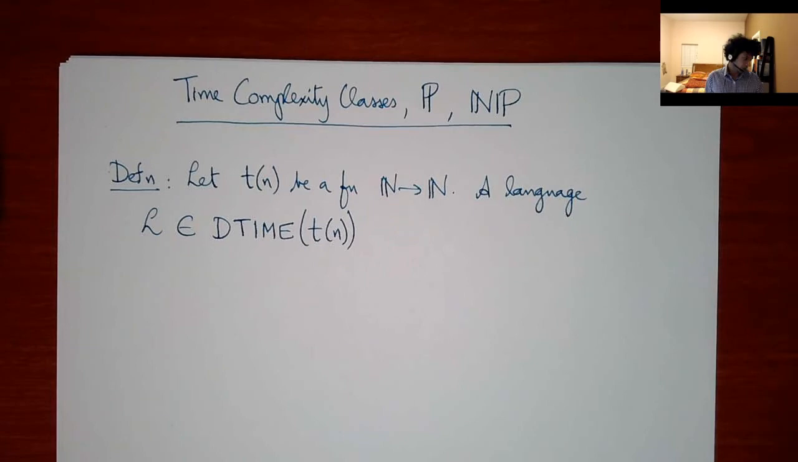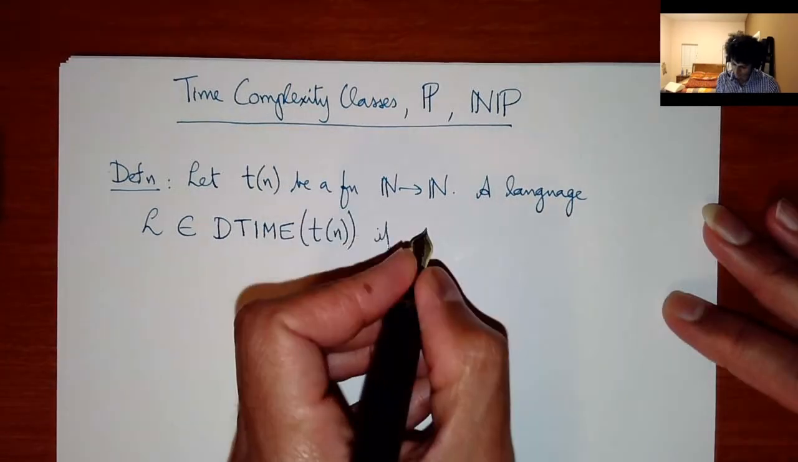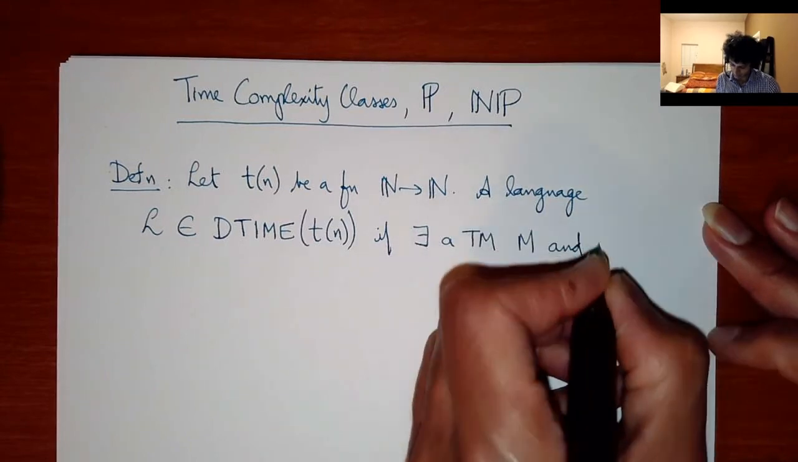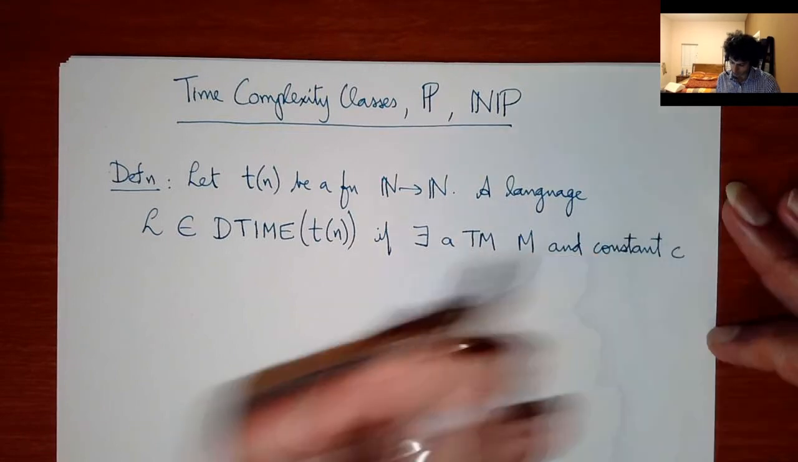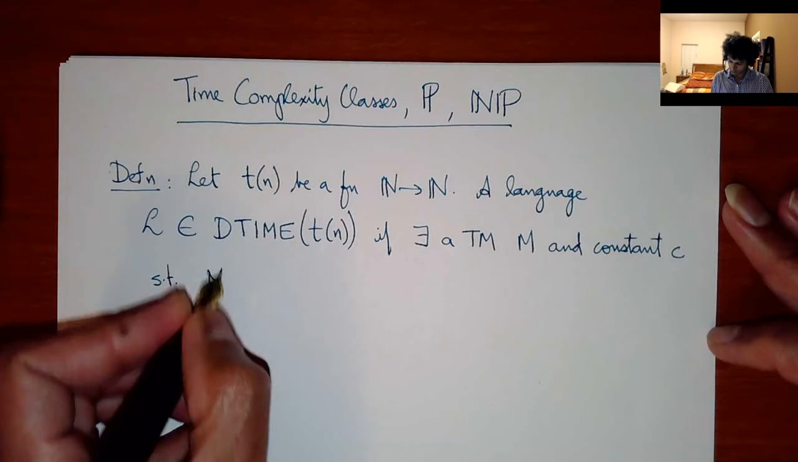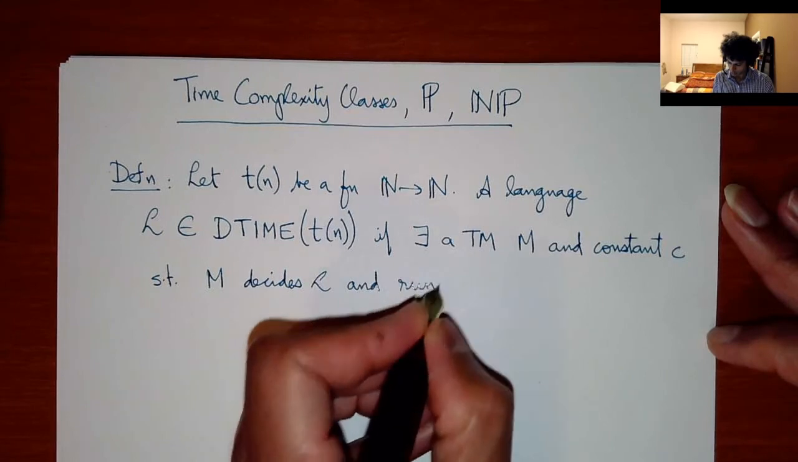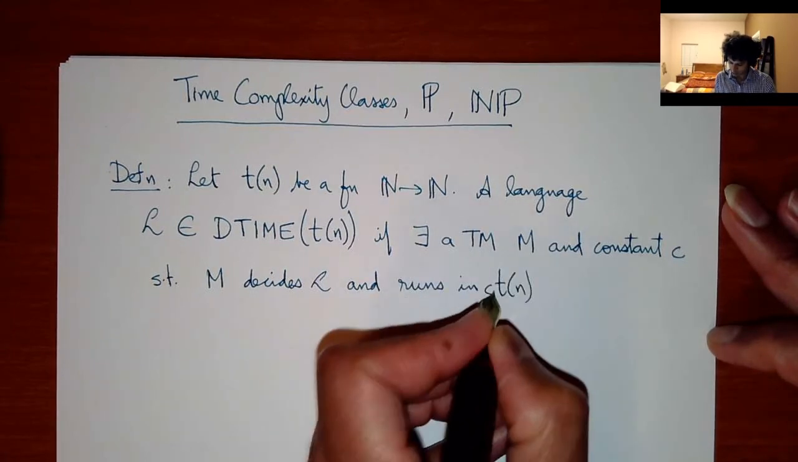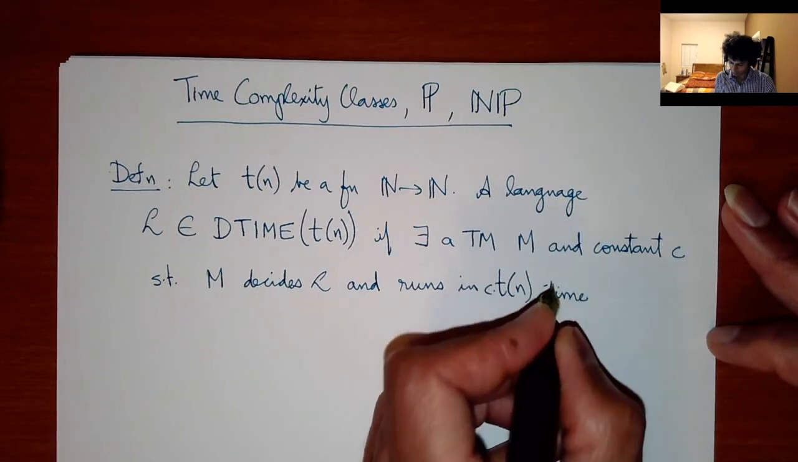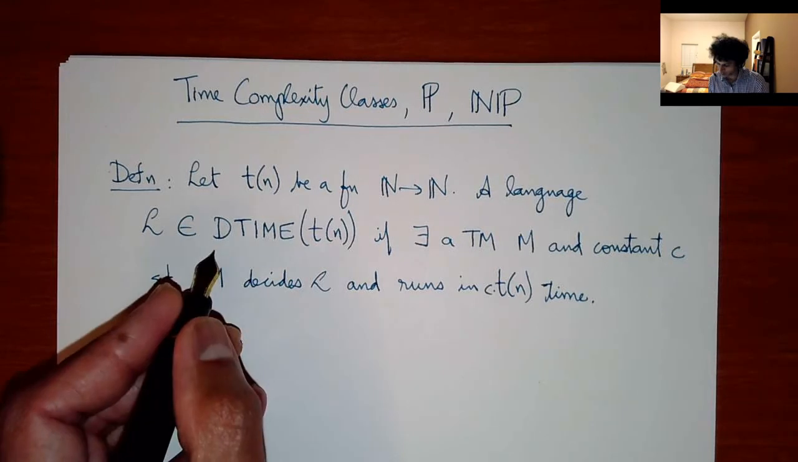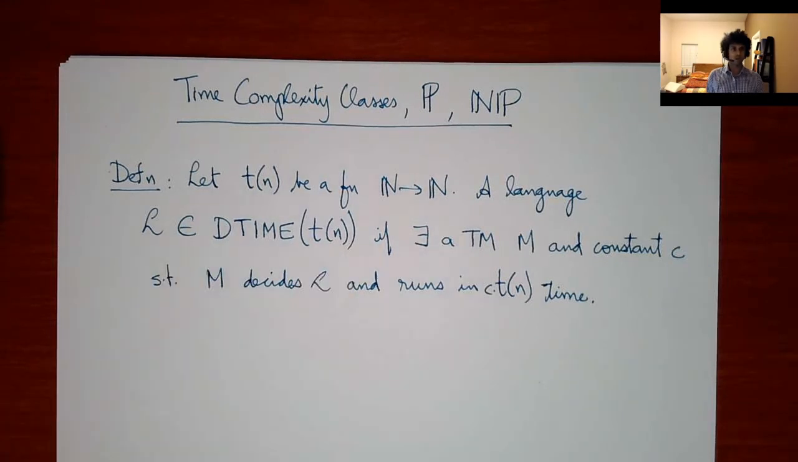This is a class of languages if there exists a Turing machine M and constant C such that M decides L and runs in C times T of n time. So in whatever we're doing, we'll assume that the machine always halts, right? So this is a machine that always halts. It runs in C times T of n time. This is our definition of D time T of n. Okay, this is where complexity classes start.